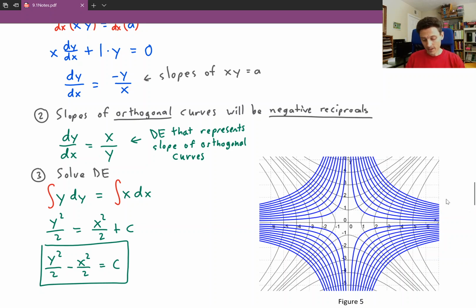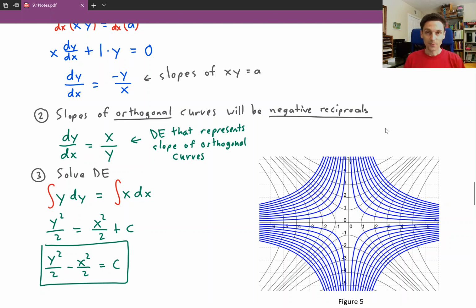Why do I like that form? Because it reminds me of the hyperbola general form: y squared over b squared minus x squared over a squared equals c, or something like that, or equals 1. In fact, I could divide the c over even to make it even better. But this kind of form reminds me that this is a family of hyperbolas centered at the origin. And that's exactly what we see the black curves in figure 5 being. That's a family of hyperbolas centered at the origin.